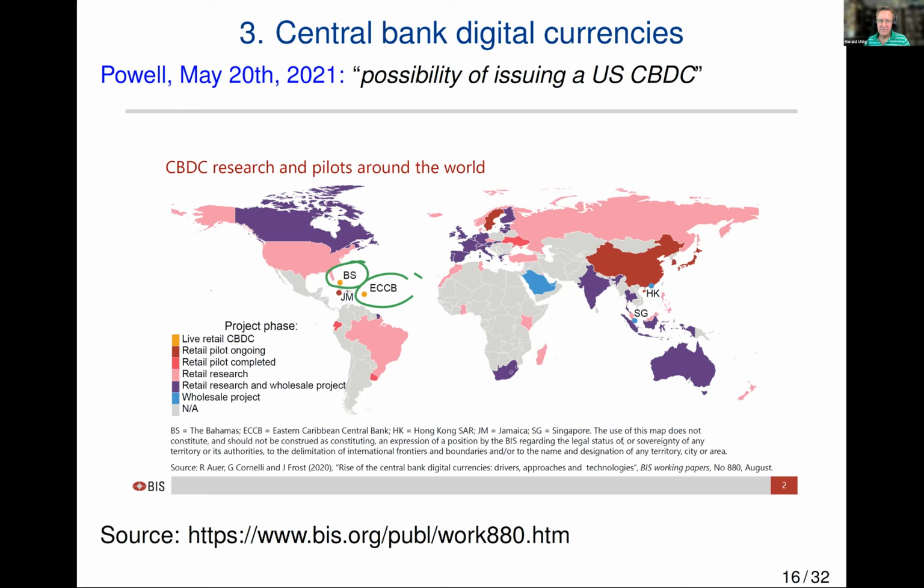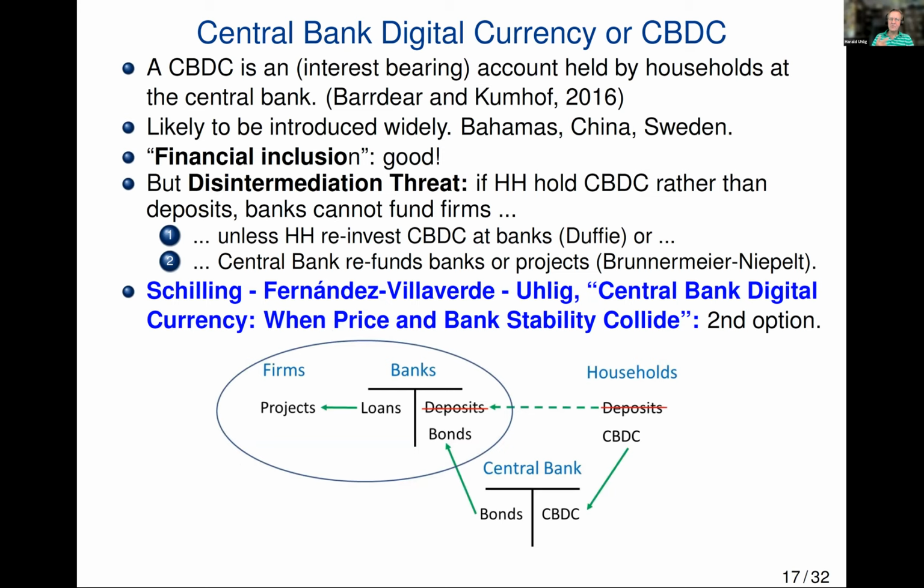Well, what is a central bank digital currency? You can think about it various ways. We take this Bardia Kumov definition, that is an account held by households at the central bank. It's likely to be introduced widely. It may offer financial inclusion, where people that don't have access to bank accounts now can make digital payments on Amazon and so forth. So I guess that's a good thing.